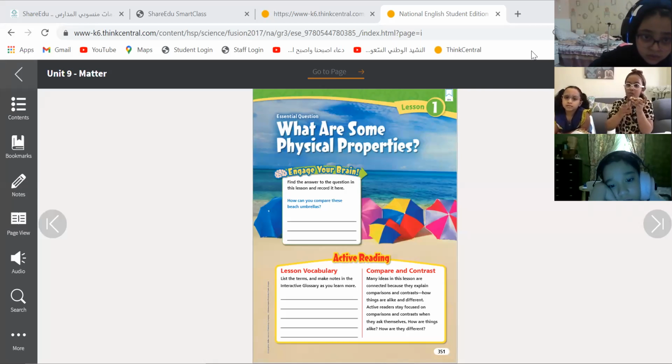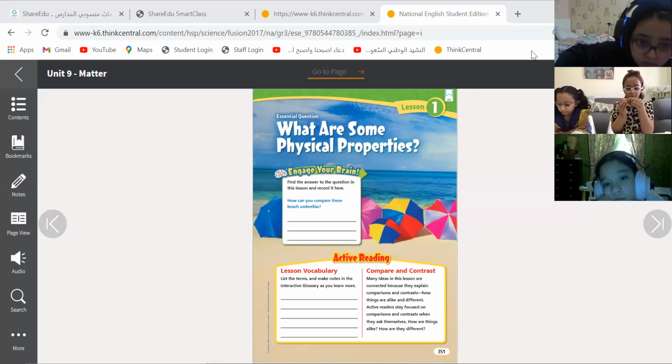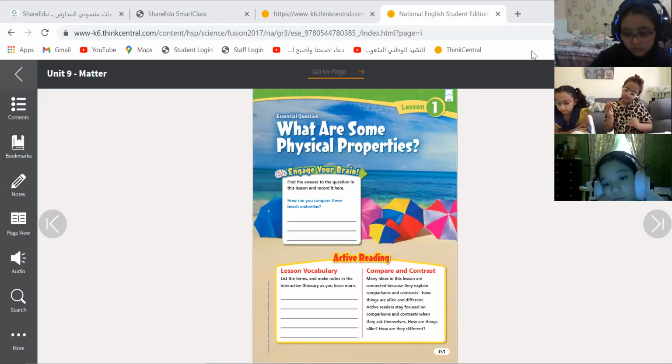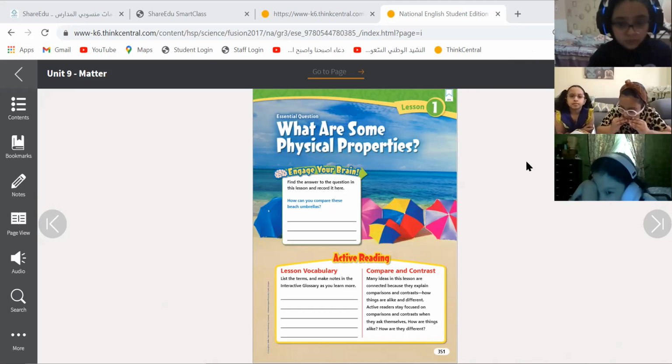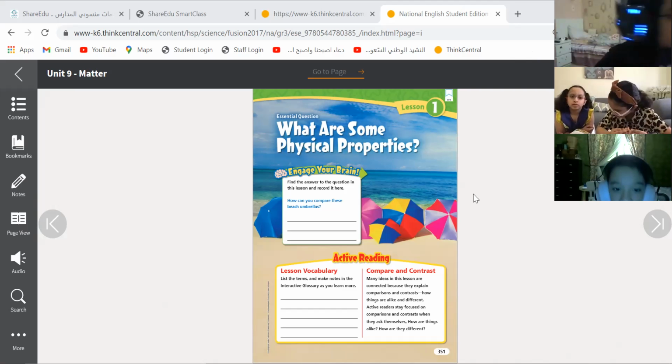Previously in our science lesson, we were talking about some physical properties. What do I mean by physical properties? We started with something. Everything around you, what do we call it? Starts with M. Matter. Excellent. So we were talking about matter. Everything around you, we call it matter.